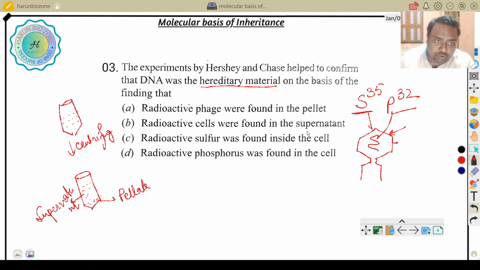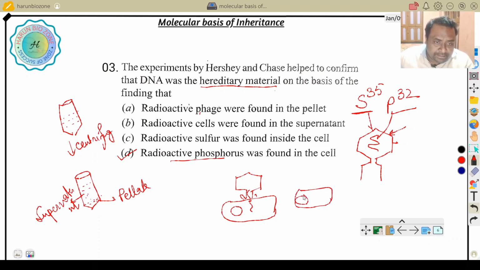Radioactive cells were found in the supernatant. Radioactive sulfur was found. Radioactive, not radioactive phage. Here we use radioactive sulfur or radioactive phosphorus. The radioactive phosphorus was found in the cell. Means suppose this is a bacteria. When bacteriophage attacks, the bacteriophage transfers its genetic material, DNA, into the bacteria. Okay. So when centrifugation occurs, the bacterial cell contains this radioactive phosphorus, not radioactive sulfur, because the coat protein remains outside of the bacterial cell.